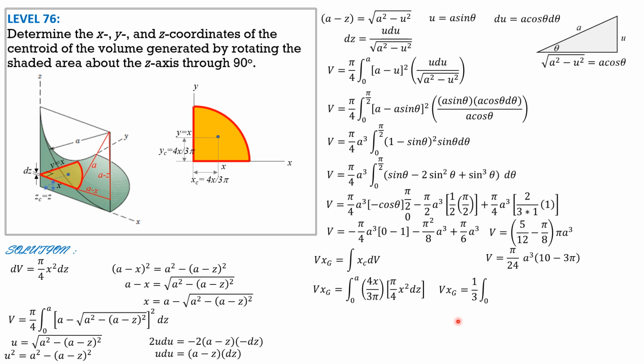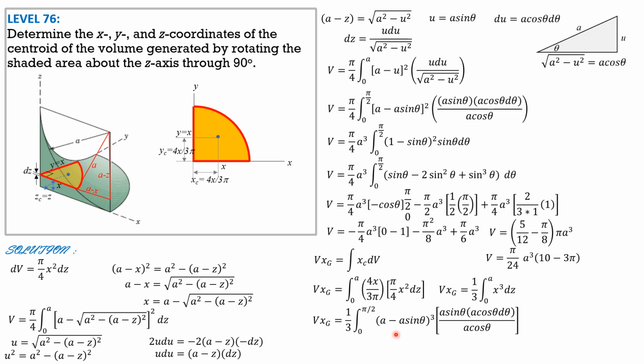Simplifying, so that would be volume times x sub g equals 1/3 integral from 0 to a of x cubed dz. So the value of x is again this one. So volume times x sub g equals 1/3 integral from 0 to pi over 2. We change x cubed, since x is a minus u and u is a sine theta.